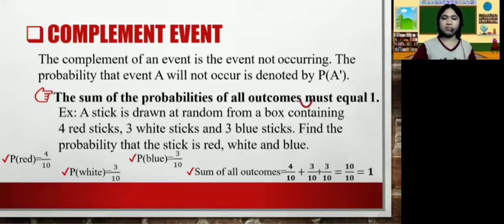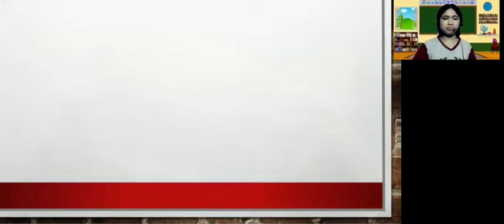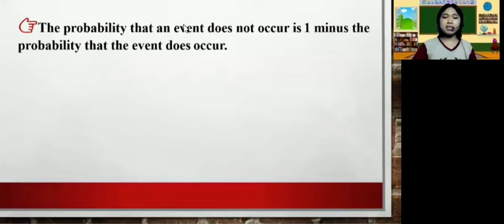So it means that it is correct because, as we can see, it is equal to 1. Now, another important note: the probability that an event does not occur is 1 minus the probability that the event does occur. So this is the formula: P of A complement equals 1 minus P of A.